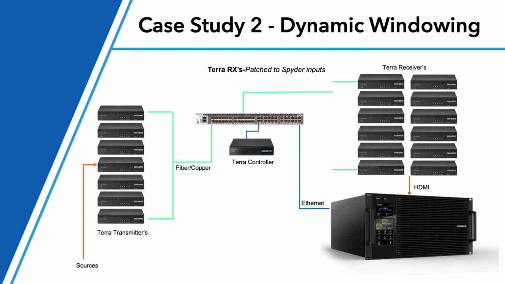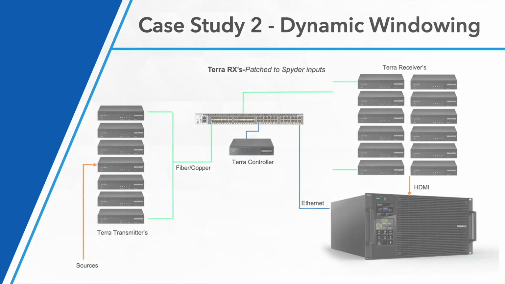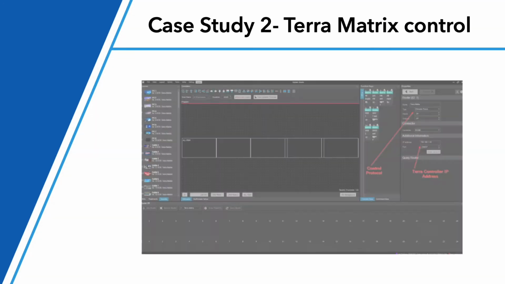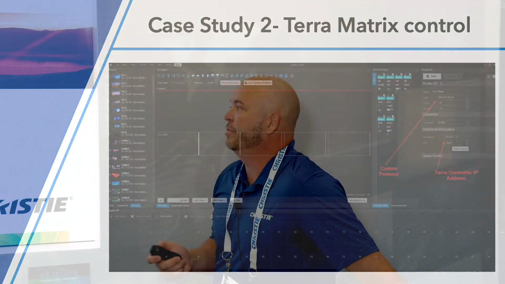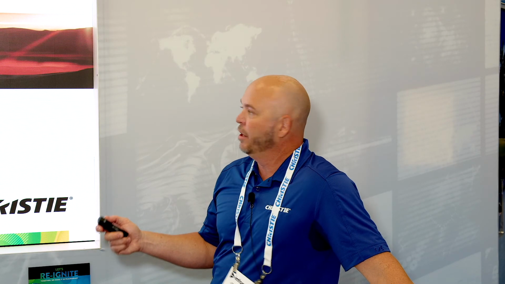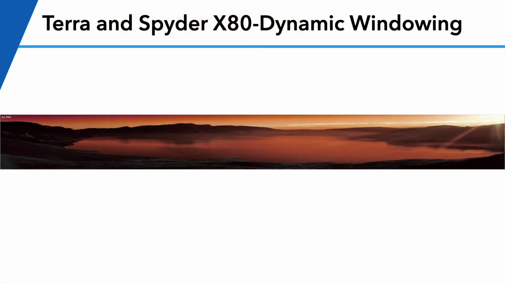So I wanted to call that out once you add a Spyder with Terra, and here's a quick diagram of what that looks like. Transmitters, Terra controller, your network switch, your receivers go into the inputs of the Spyder. Now I can route Terra transmitters or sources to the Spyder, using our protocol, Christie Terra. Inside of our Spyder software, we can totally control that matrix router, and now we get the capabilities of doing this type of experience for the customers when they want to have that dynamic windowing dashboard video wall.